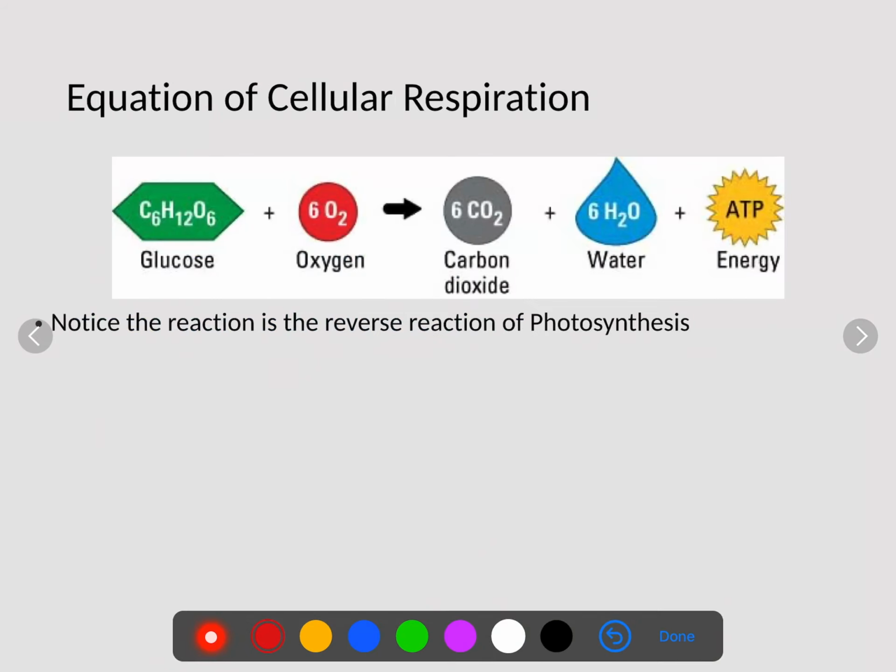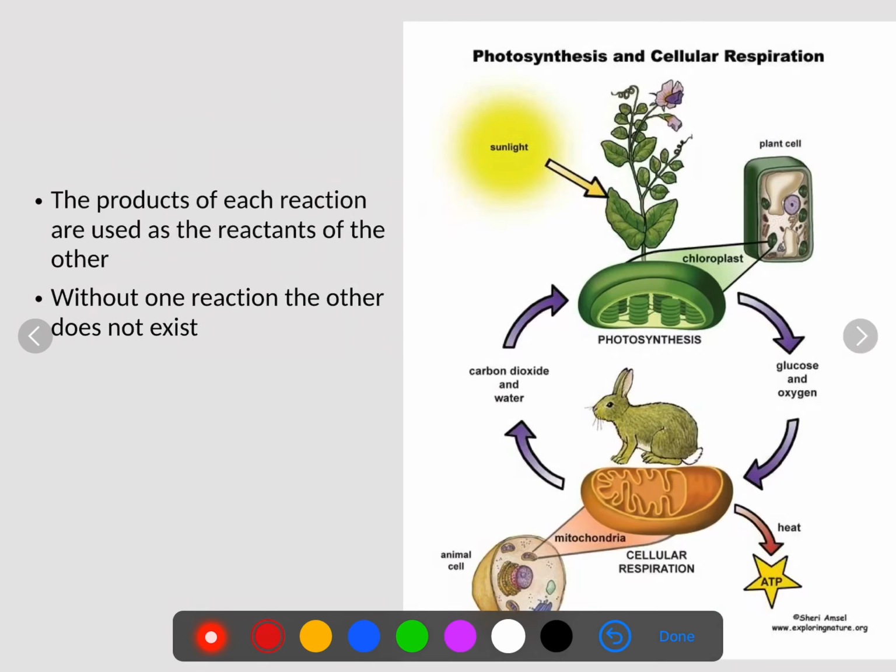So what we should take home from this is in cellular respiration, the reverse reaction is photosynthesis. So if the arrow is pointing this way, that's cellular respiration. Well, if we go the other way, and the arrow goes this way, and we add a little bit of sunlight, now all of a sudden we're doing photosynthesis. So again, this reaction, depending on which way the arrow goes, is what we're looking at.